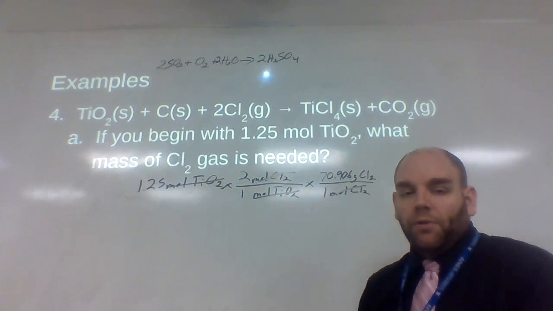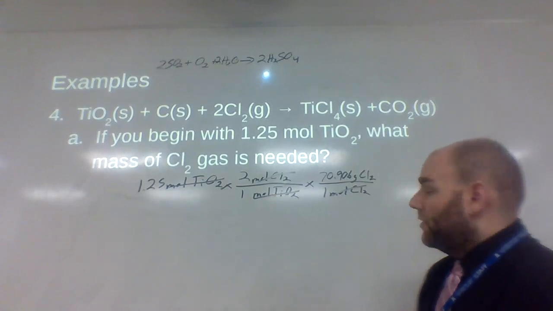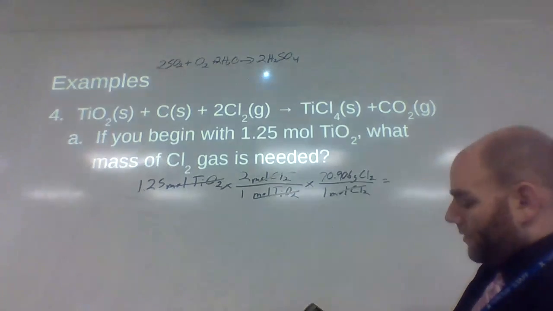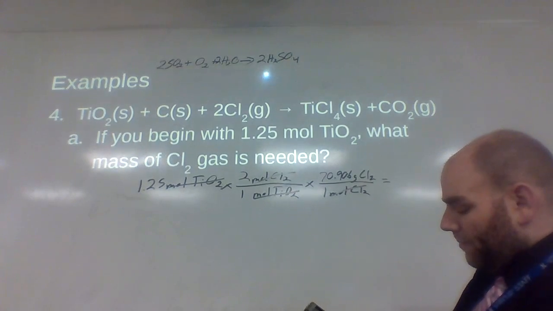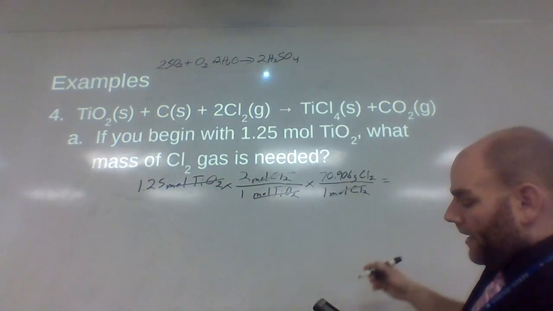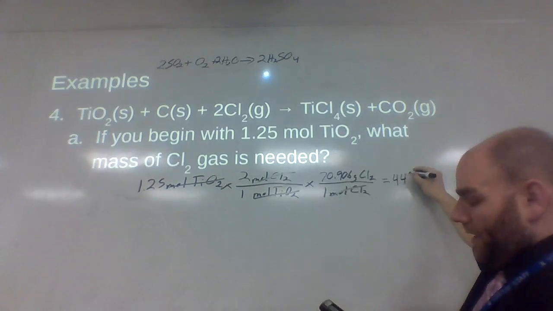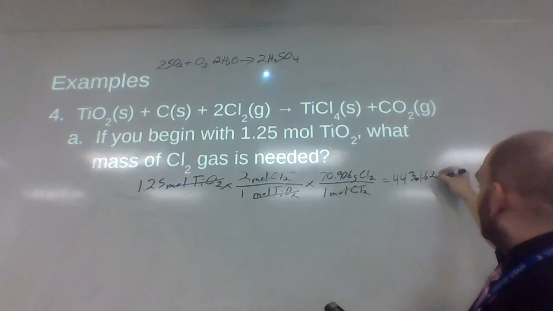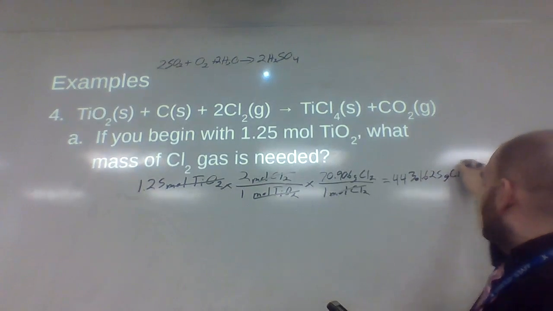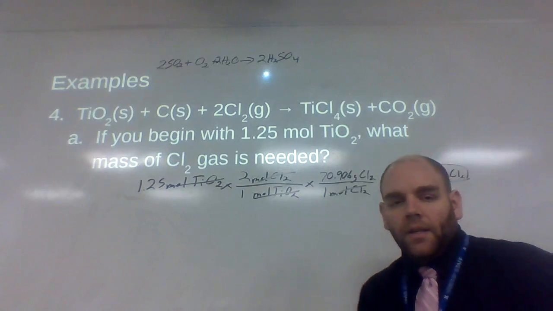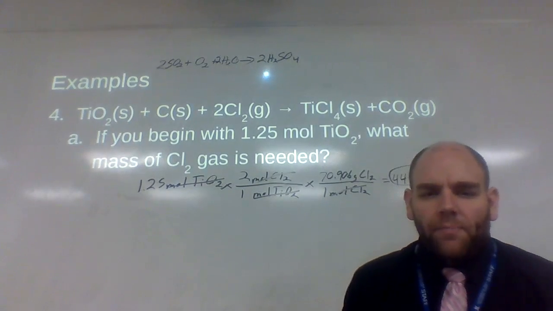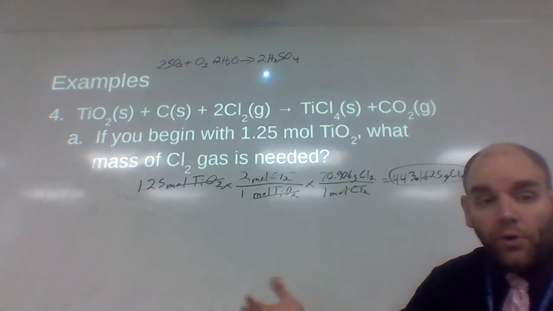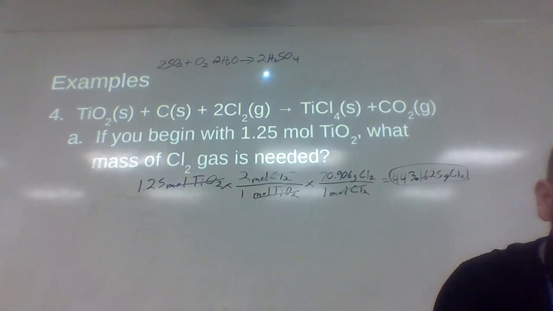All right, so this one, what do we just need to do to solve? We're just going to multiply straight across because everything on the bottom is just ones. So I do 1.25 times 2 times 70.906. I would get 443.16, that point sucks, so 0.1625 grams Cl2. So we just add one more step in, and there we go. That's what we have. So one step more, when we're doing these problems, we're going to get to a point where we add one more step in.